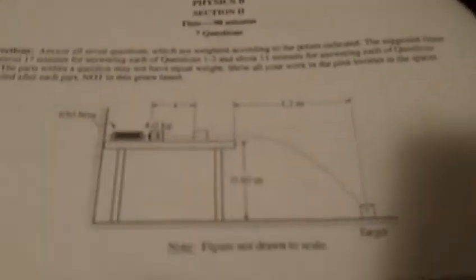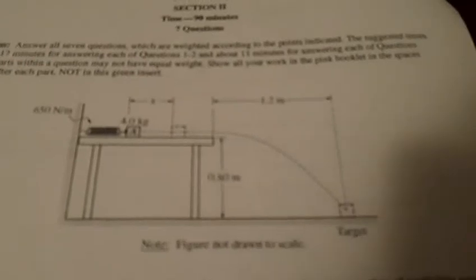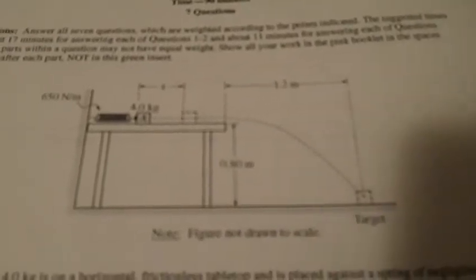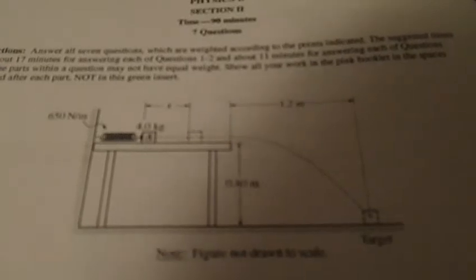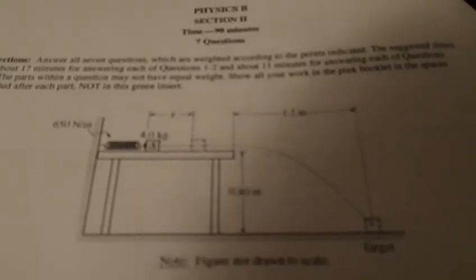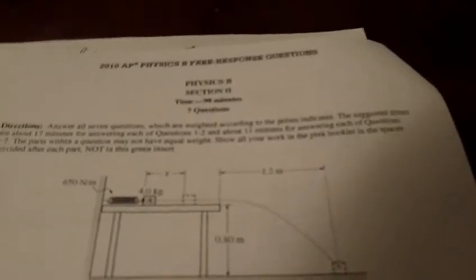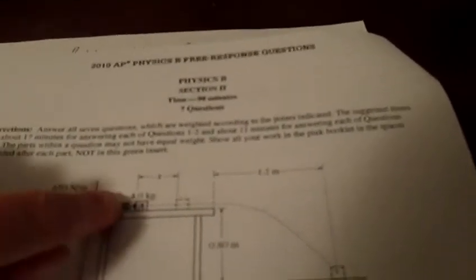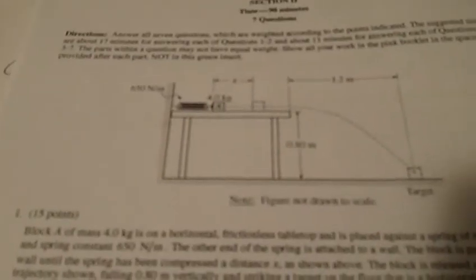Okay, so we have this kind of weird setup. We have a block on a frictionless tabletop, placed up against a spring, and the spring is attached to the wall. So the block pushes the spring inwards, and then basically when the spring lets go, the block is going to go forward and shoot off of the table.